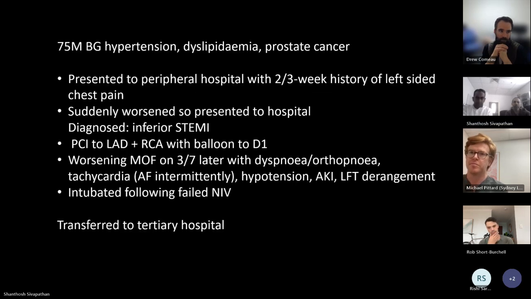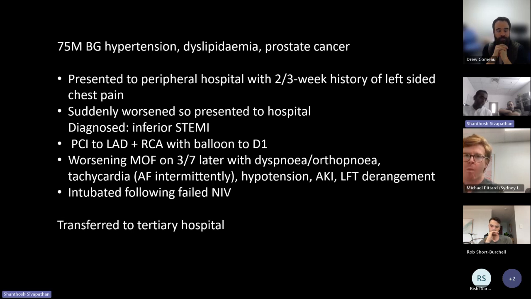Great. We'll go into the next case. 75-year-old male with a background history of hypertension, dyslipidemia, prostate cancer. Presented to the peripheral hospital with a 2 to 3 week history of left-sided chest pain. Suddenly worsened when they presented to the hospital, and he was essentially diagnosed with an inferior STEMI.